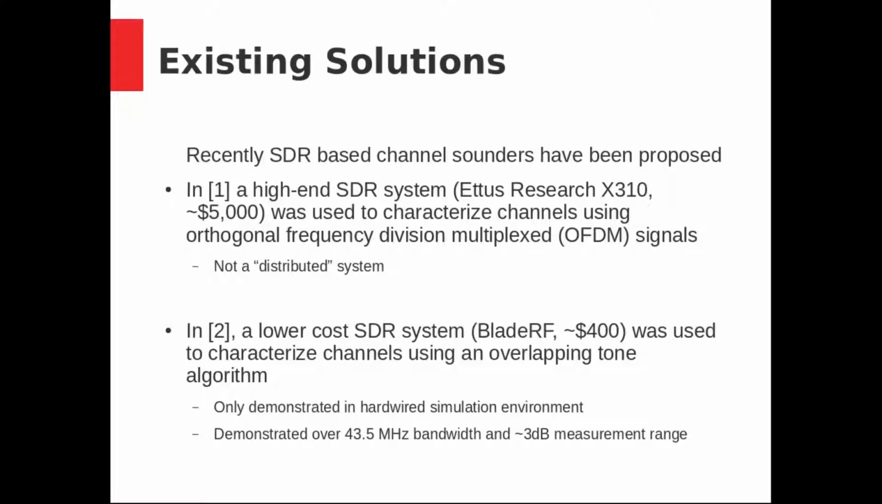In this first citation, this group had a high-end measurement system that used a pretty expensive software-defined radio, namely the Ettus Research X310. The system wasn't distributed, so basically the transmitter and the receiver were running the same program from the same system, so they had to be connected to the same point. And in the second citation, there was a distributed system. It was a lower cost radio, but it was only demonstrated in a hardwired simulation environment over 40 megahertz of bandwidth.